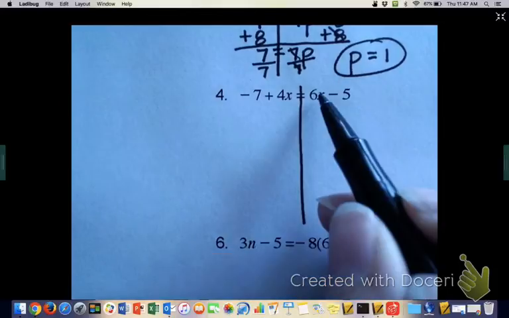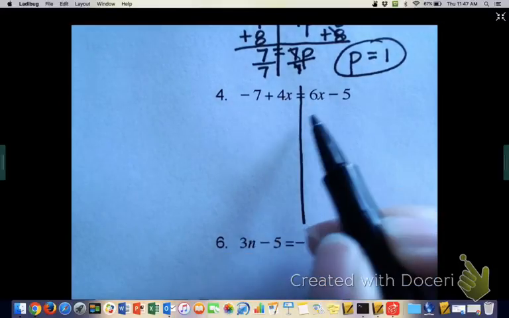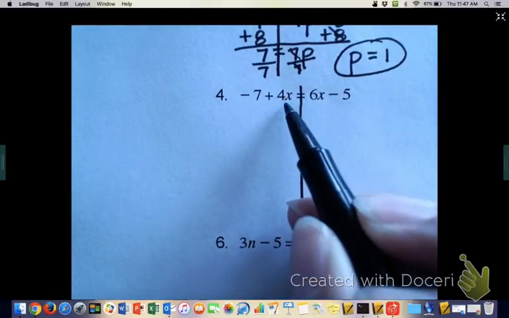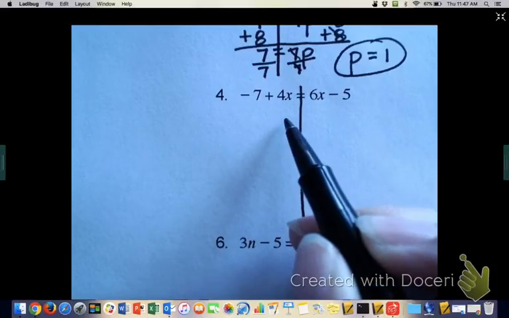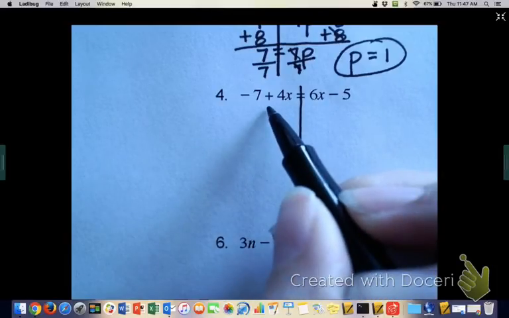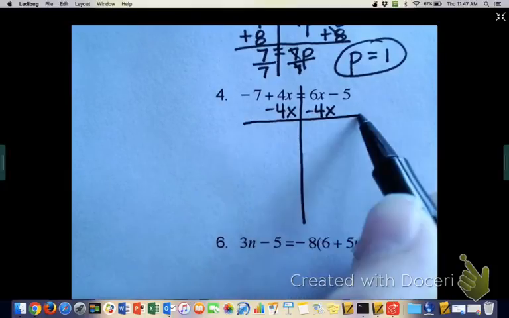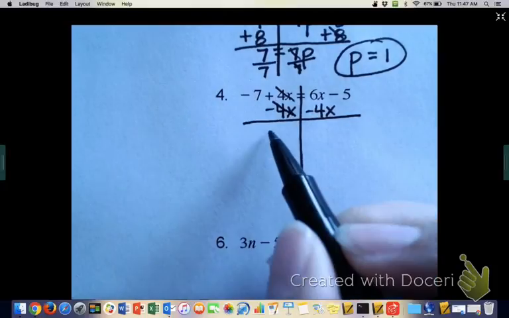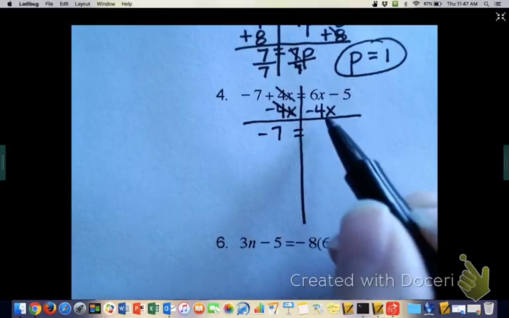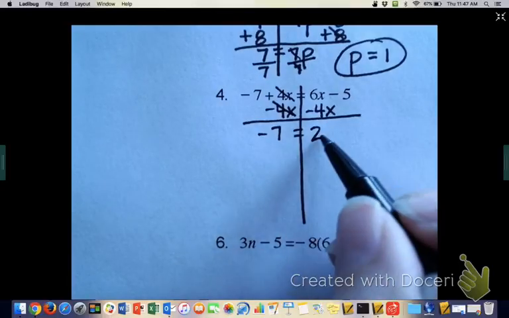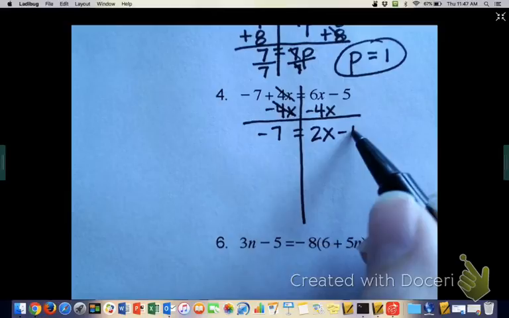All right. Move the 6x or the 4x by subtracting it. If I minus 6x, that'll be a negative 2, and I hate negatives. I hate them. It's okay to say it. So I'm going to minus 4x from both sides. They cancel over here. Bring down your negative 7. 6x minus 4x is 2x, and bring down your minus 5.